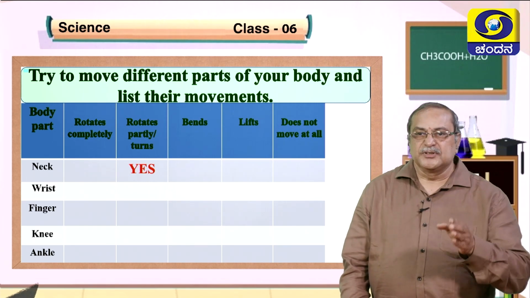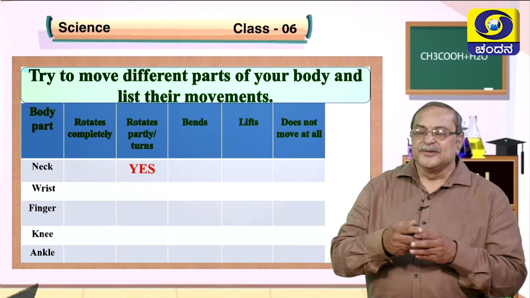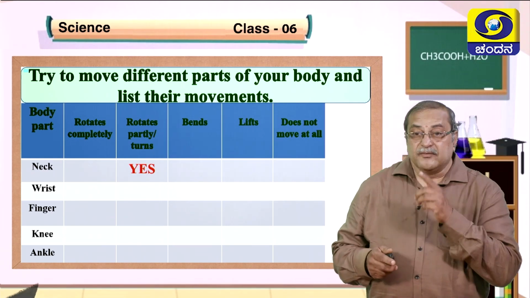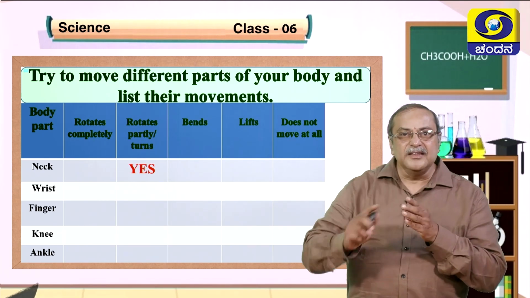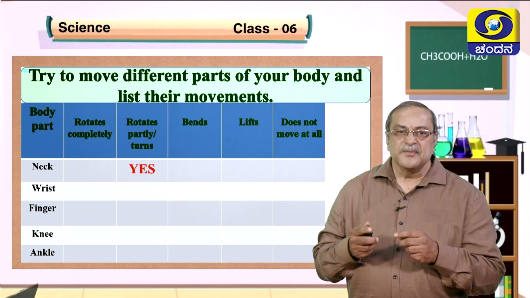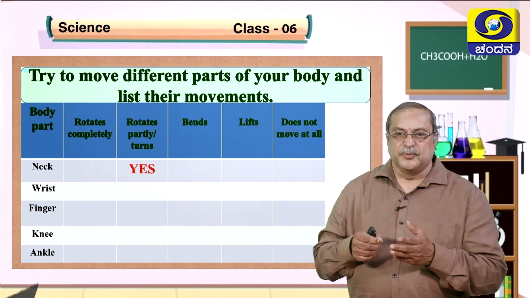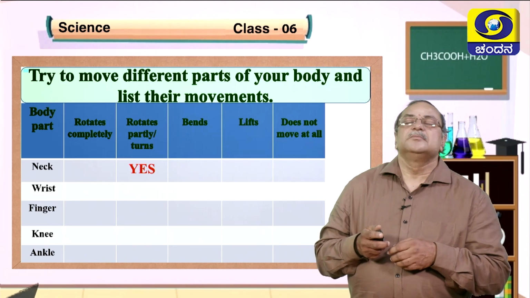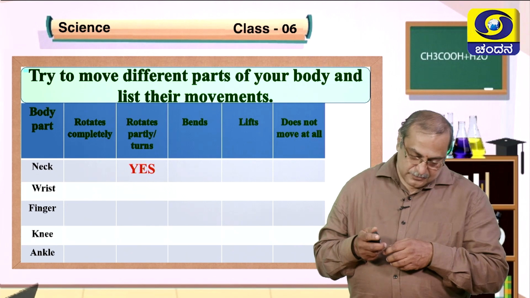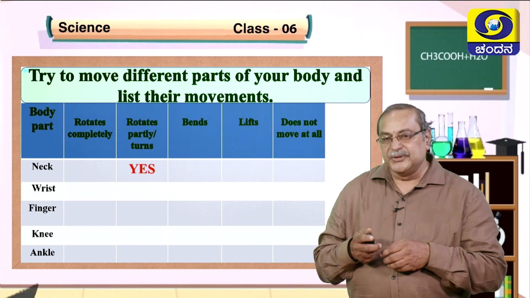In your textbook this table is there. Take out the table and write down. How to write? Do the activity clearly and then write it on the sheet. Okay, first what you have to do? You take the neck. I have done it for you. So the neck, you can rotate it left and right, a full round, isn't it?